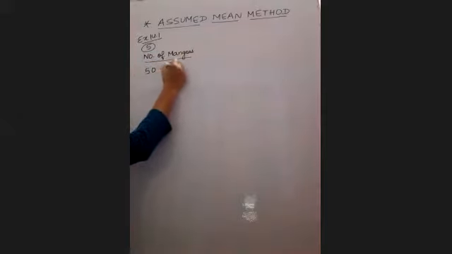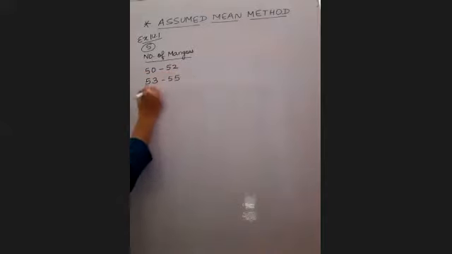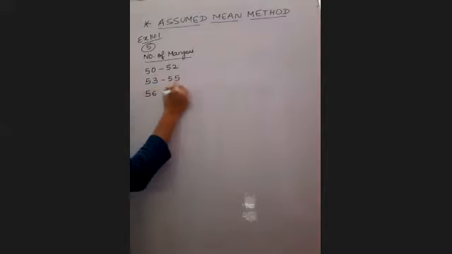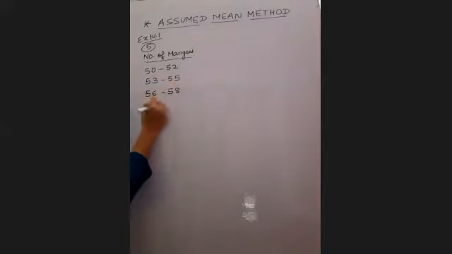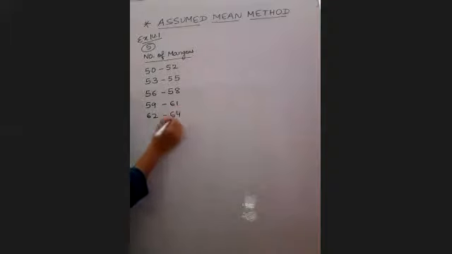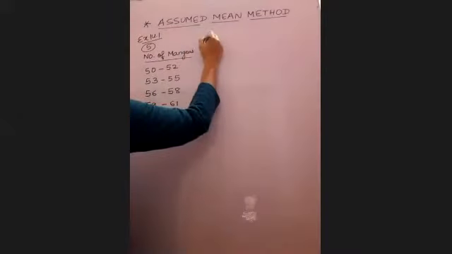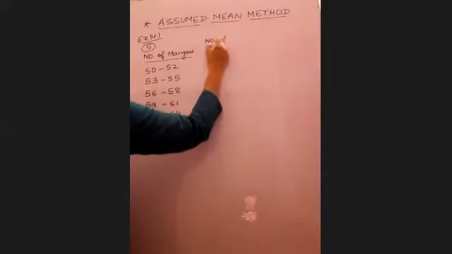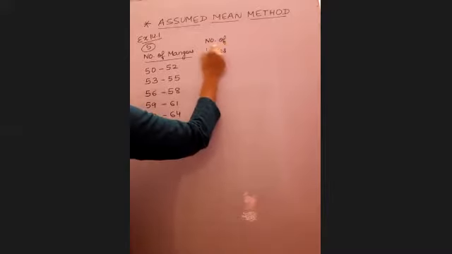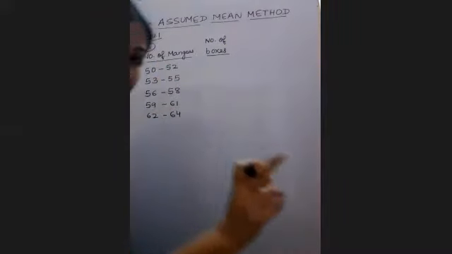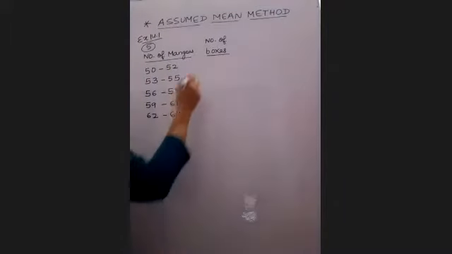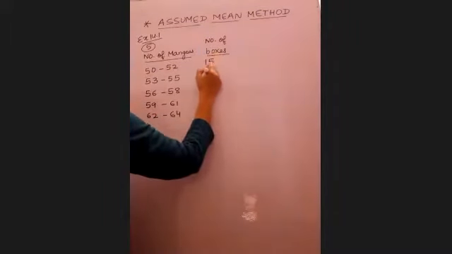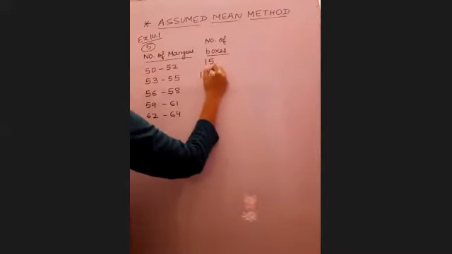50 to 52, 53 to 55, 56 to 58, 59 to 61, 62 to 64. Children, let me know, is the data grouped? Is it grouped data? Yes, ma'am, it is grouped data, but it's discontinuous. Yes, please be aware that this is grouped but discontinuous.